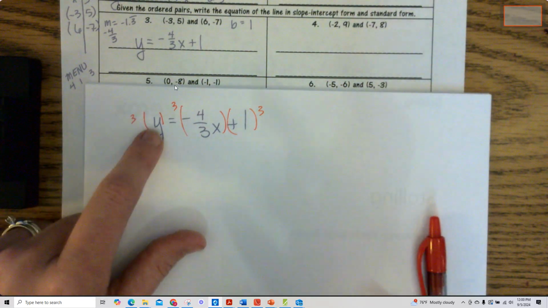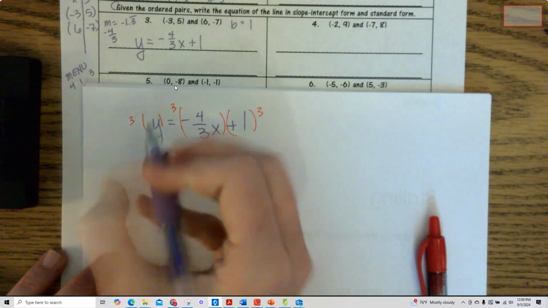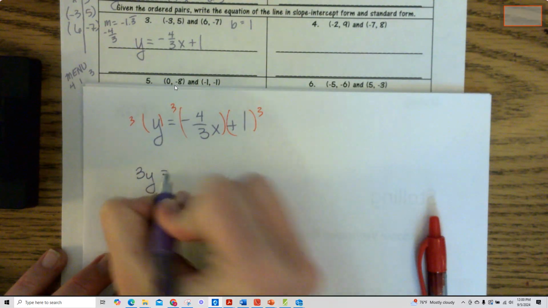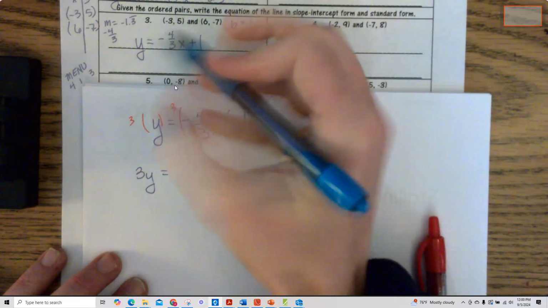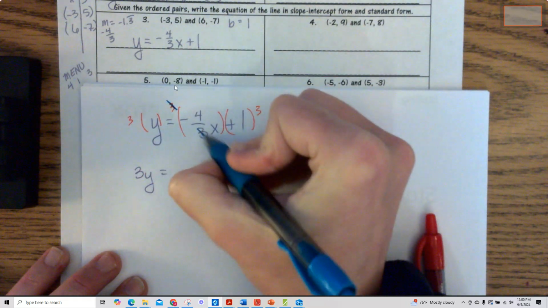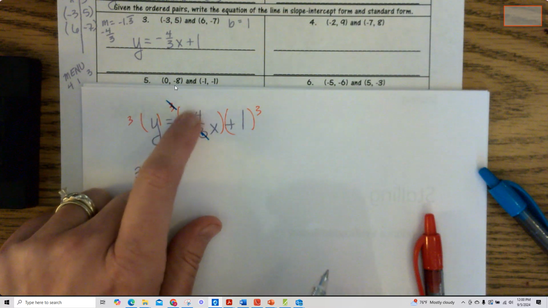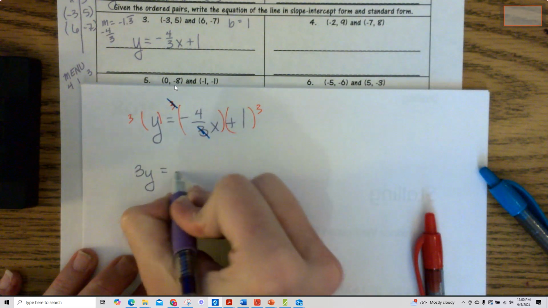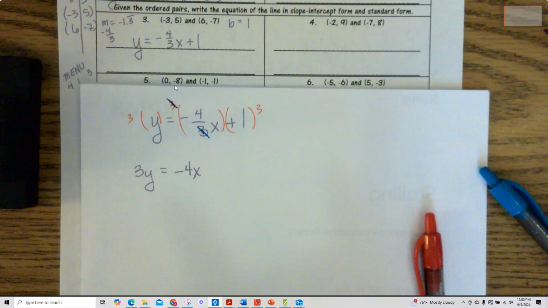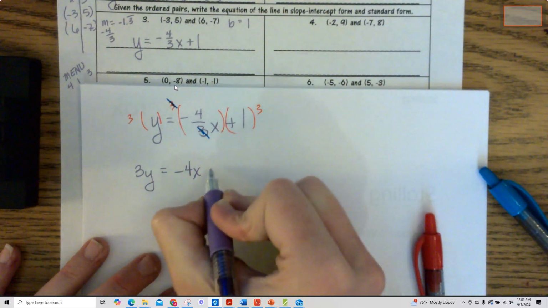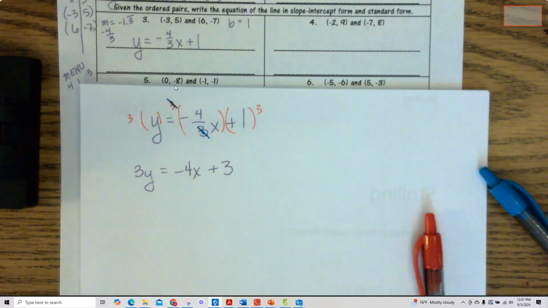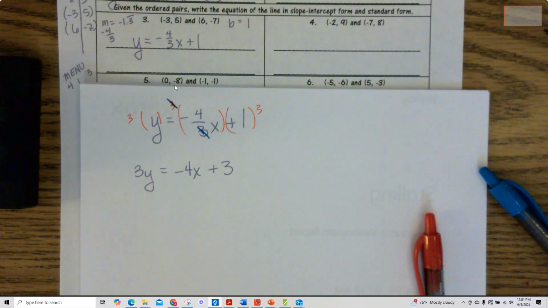Okay? So now I have 3y. And what happens is this 3 will cancel out that bottom part. And so all I'm left with is negative 4x. And it all falls in line. There's no fraction anymore. And then 1 times 3 is 3. All right, so that's the first rule, no fractions.